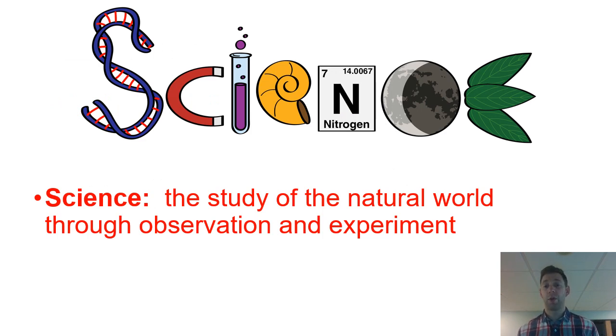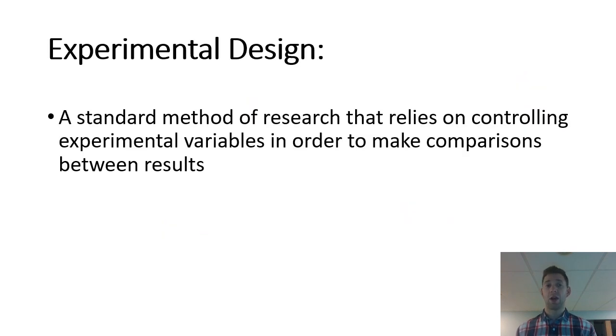All right, so we don't need to write this down, but I think you should know that science is the study of the natural world, and that happens through observation and experiment. And that's not just biology, that's any type of science. Now, experimental design, which is the main avenue that science has performed, it's the standard method that relies on controlling experimental variables in order to make comparisons between results. And the key difference there between just observation and experimental design is the idea of controlling different variables.